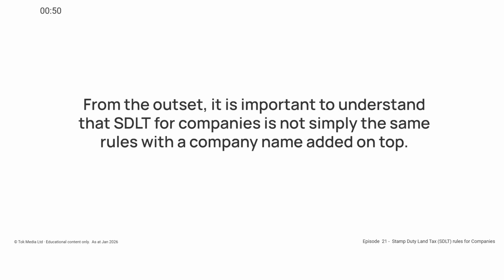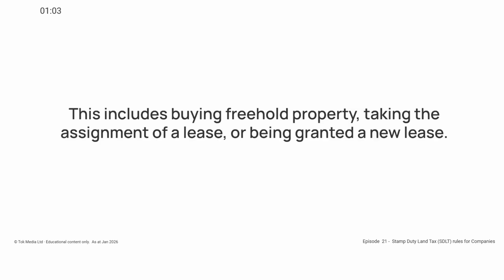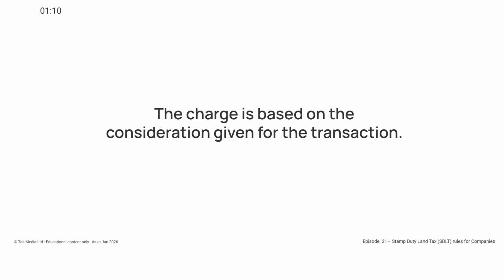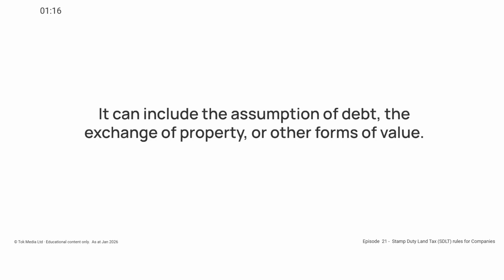From the outset, it is important to understand that SDLT for companies is not simply the same rules with a company name added on top. SDLT applies when a company acquires an interest in land. This includes buying freehold property, taking the assignment of a lease, or being granted a new lease. The charge is based on the consideration given for the transaction. That consideration does not have to be cash. It can include the assumption of debt, the exchange of property, or other forms of value.